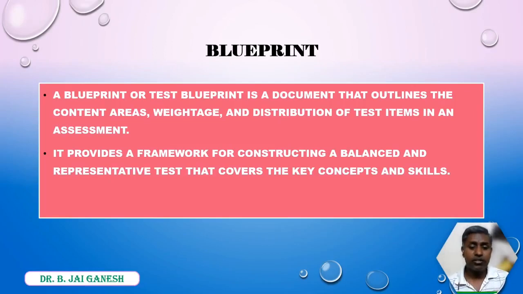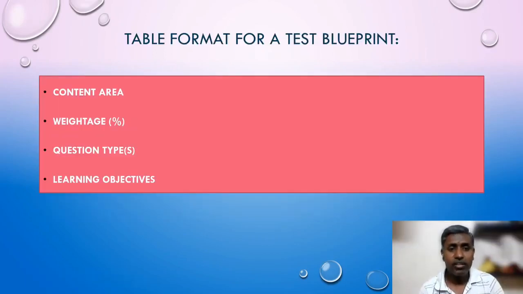That is very important. For example, now you look at a basic table format for constructing a test blueprint. See, the first one is content area. Content area in the sense we have to choose a particular content unit-wise or subject-wise, that we have to mention beforehand: what kind of contents are to be selected to create a question paper.